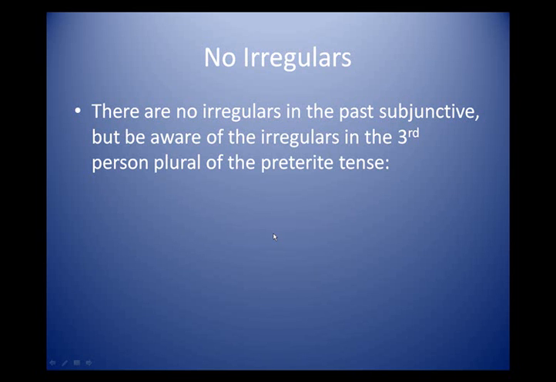However, the third person plural of the preterite tense is riddled with irregulars that, if you've forgotten them, you need to go back and study. So pedir, we have pidieron in the third person plural. Obviously, if we carried that through all the conjugations in the past subjunctive, we would say pidiera, pidieras, pidiera, pidiéramos, pidieran.